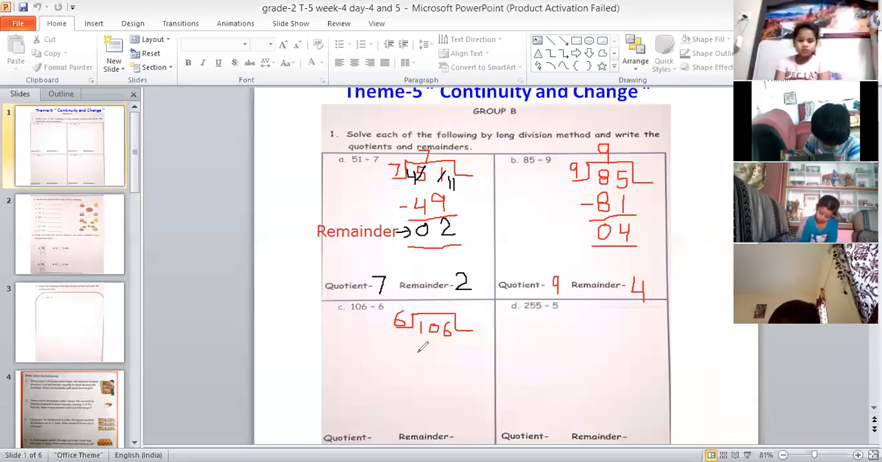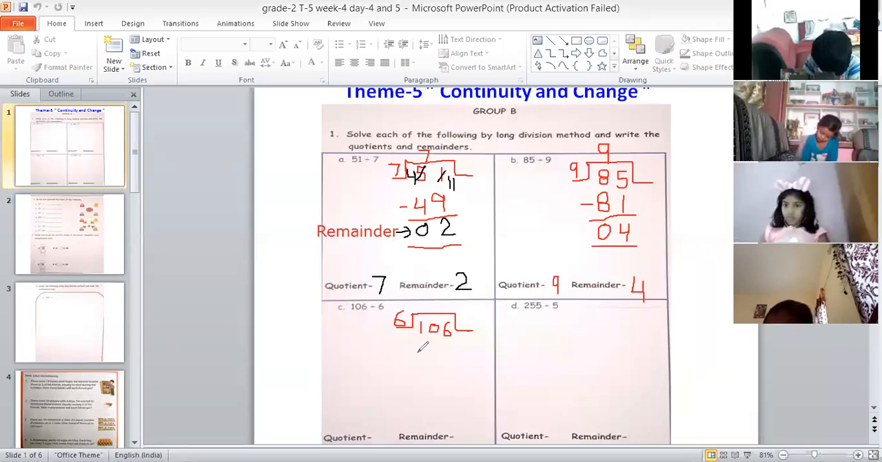6 ones are 6, ma'am. Very good. Children, 6 ones are 6 and 6 twos are 12. 12 is greater than 10, so we won't take 6 twos are 12, and if we go forward, we will get numbers greater than 10. But we have to look for a number in the 6 table which is smaller than 10. So we will take 6 ones are 6.